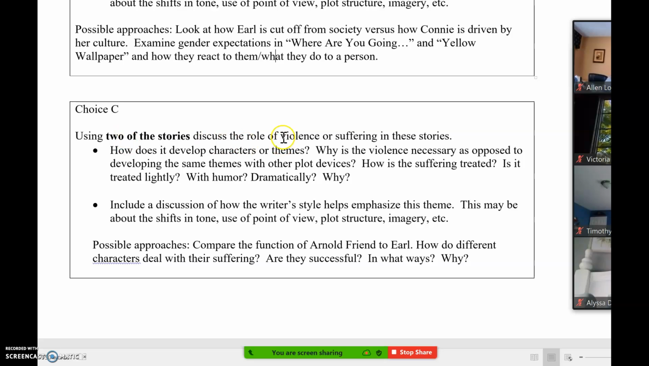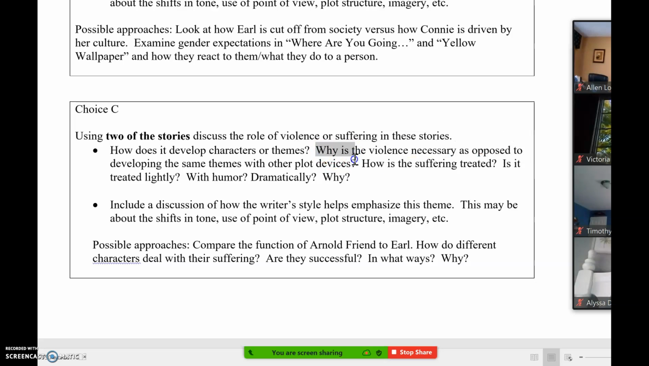Choice C is talking about either violence or suffering in the stories. How does it develop characters or themes? So for that, obviously, as I was saying in my little analysis of For Esme with Love and Squalor, what helps them connect is that they're both people that have been through trauma. She lost both parents. He's been damaged by what he's seen in war. And there's an either or up here. You don't do both for this one, well, you might, but you don't really do both.